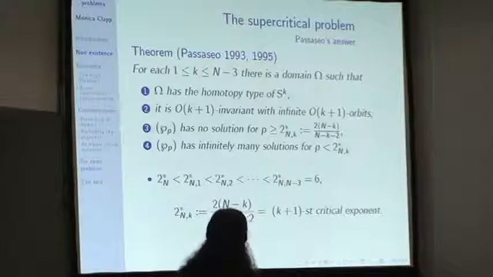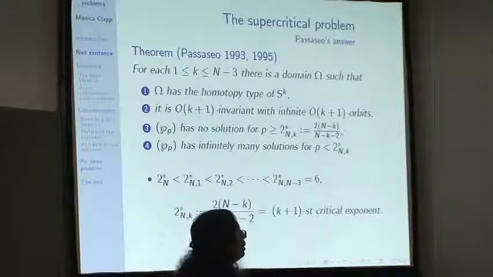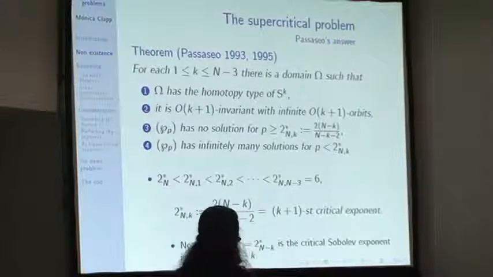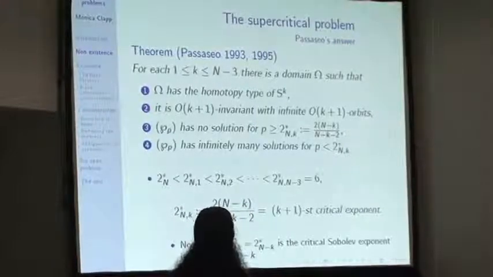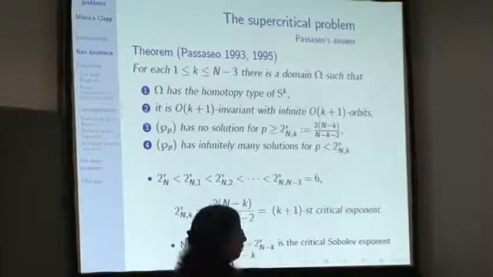First of all, each of these exponents is increasing with k, and they are all larger than the usual critical Sobolev exponent. This exponent is sometimes called the (k+1)-th critical exponent in dimension n, okay? Note that this exponent is nothing but the critical Sobolev exponent in dimension n minus k, okay?